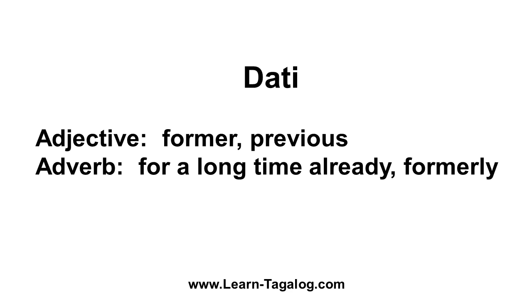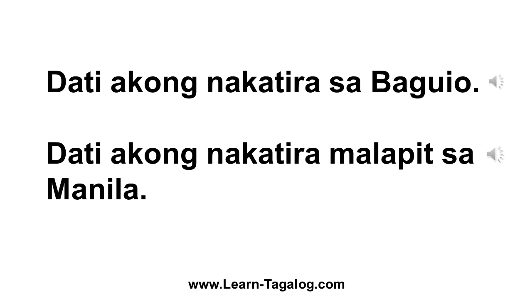Dati means former or previous, something that happened in the past. Okay? So let's take a look at it. Here we have a phrase that I'm going to have you listen to, and then I'll explain what it means. Dati akong nakatira sa Baguio. Okay? Dati akong nakatira sa Baguio.